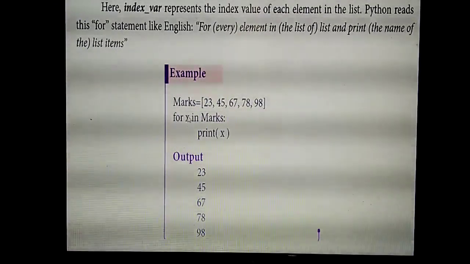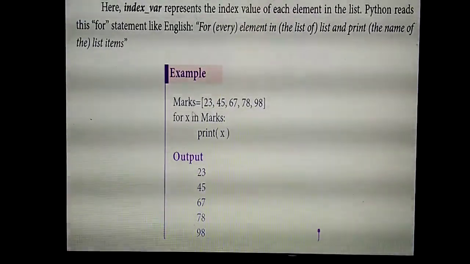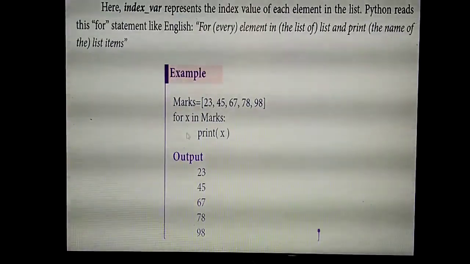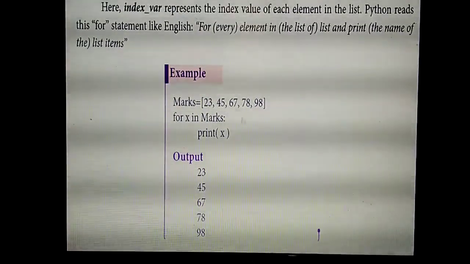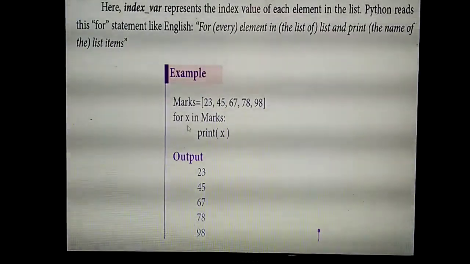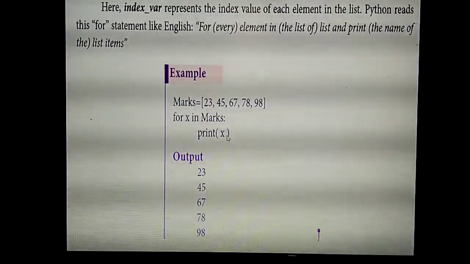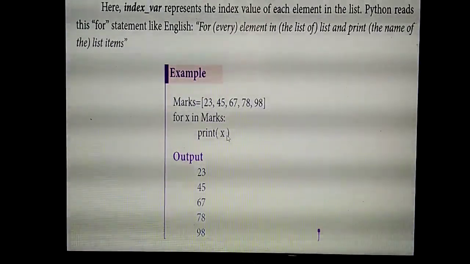So what's the meaning of this one? For each index value. For 0 in marks, then for index value 1 in marks, then for 2 in marks, likewise. So it will represent each and every index value in the list. Understand? Next it will print the index value. What's the index variable? X. Understand? So this is the working of for loop.